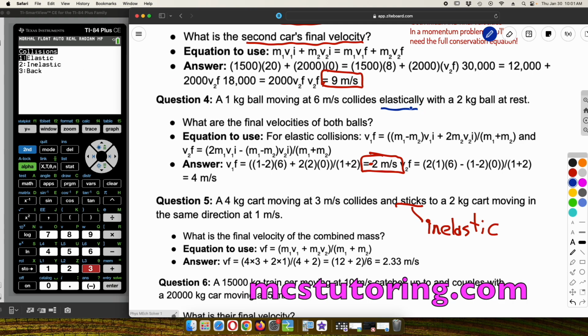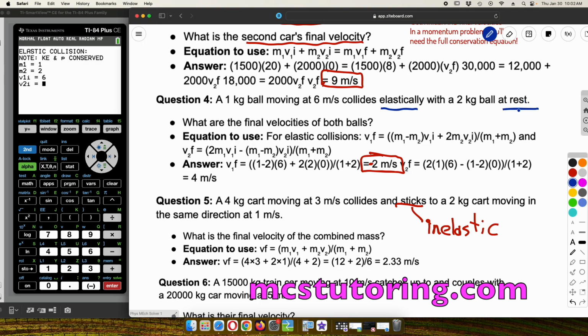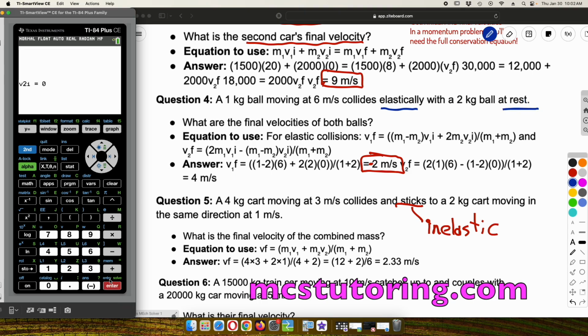Like a hard ball hitting a clay ball, they'd stick together instead of bouncing, an inelastic collision. But in any case, this one's going to be elastic. My explanation might not be so good, I apologize. So M1 is going to be 1 for 1 kg. M2 is 2 for the 2 kg. The V1 initial velocity of the first ball is 6. And remember, at rest means something special in physics, it means 0 velocity.